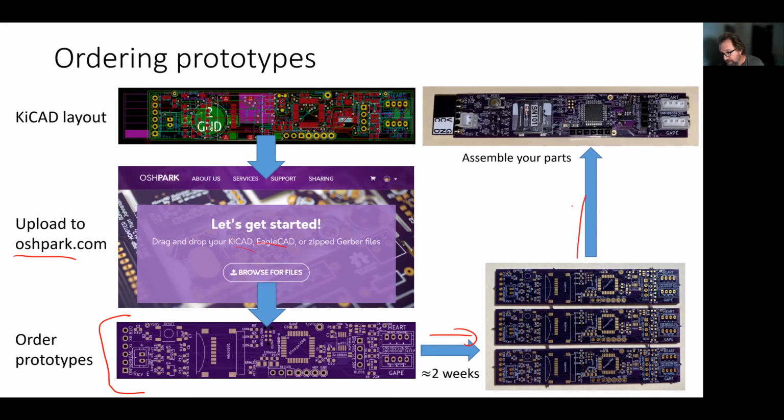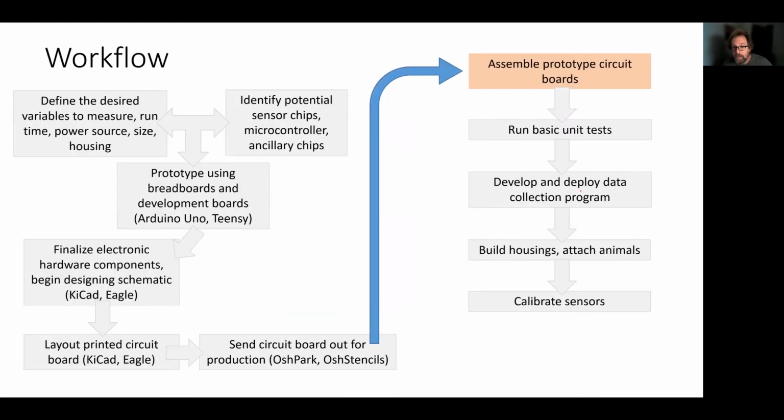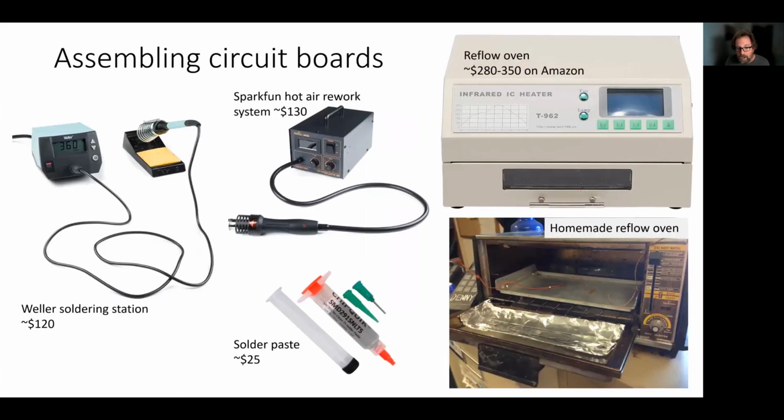Then at that point, you need to take those bare boards and turn them into assembled boards with the chips that you have purchased from various vendors. Assembling those prototype circuit boards may seem daunting, and I want to convince you that it's actually not as bad as you might think. There are various tools that you will need, most of which have relatively affordable versions. A good soldering station, a hot air rework station is useful to stick those chips down and solder them in place. You don't necessarily use old-fashioned soldering wire for surface mount chips.